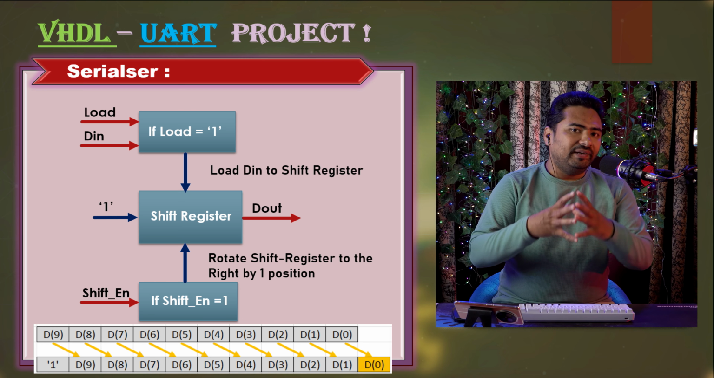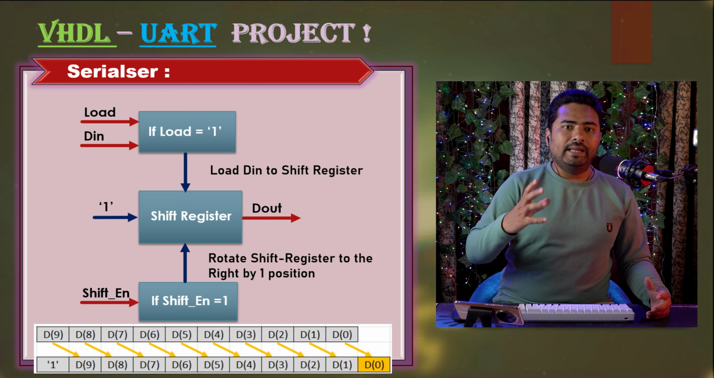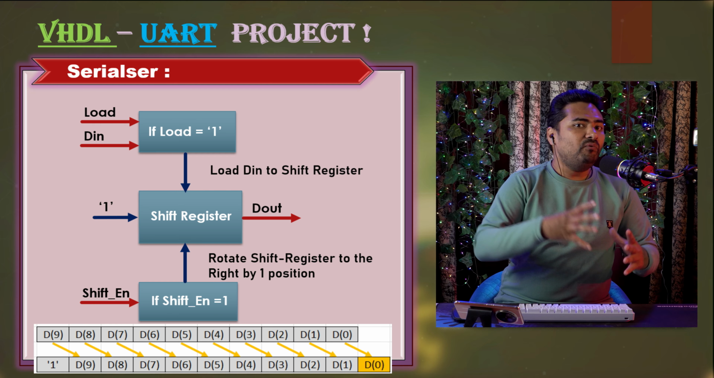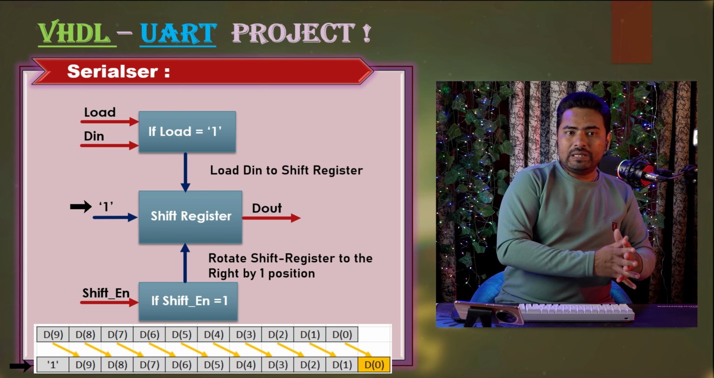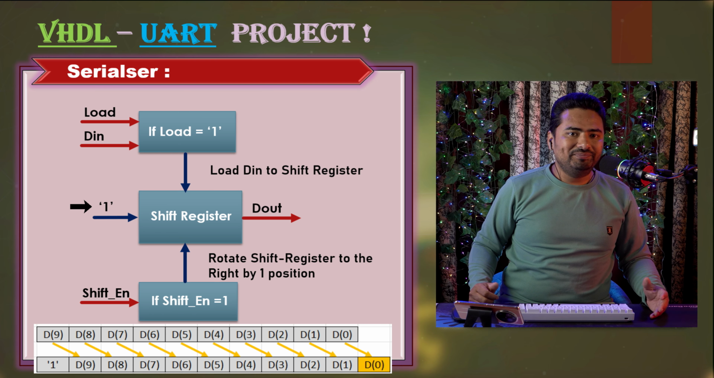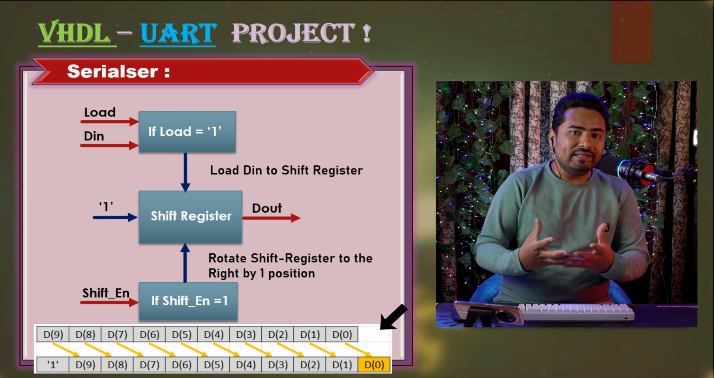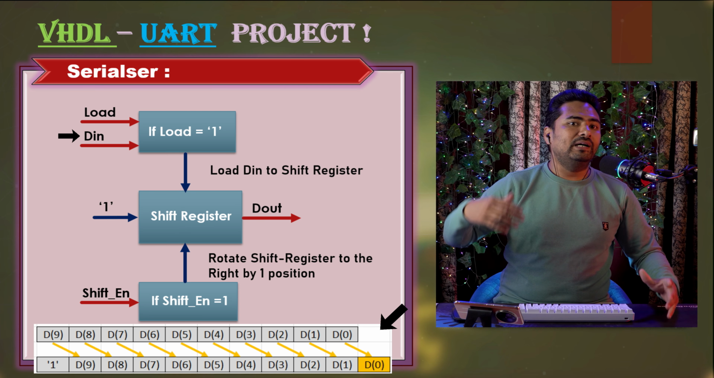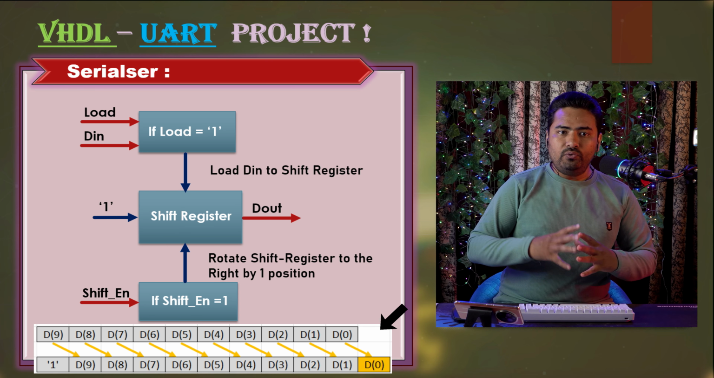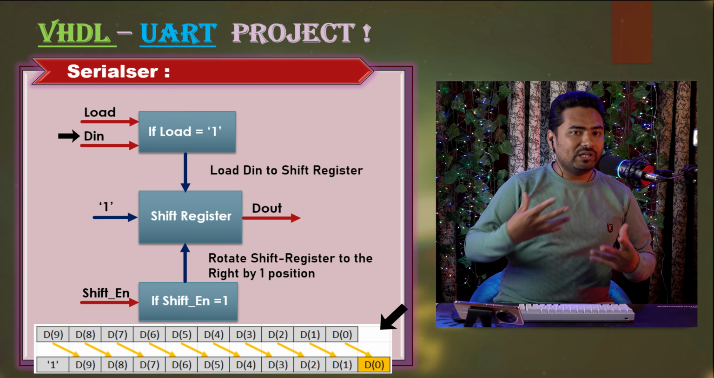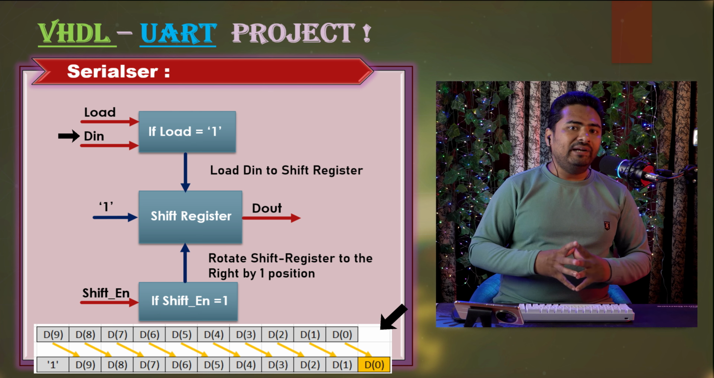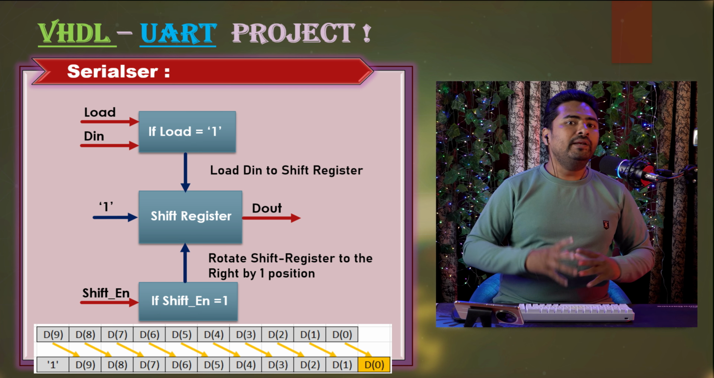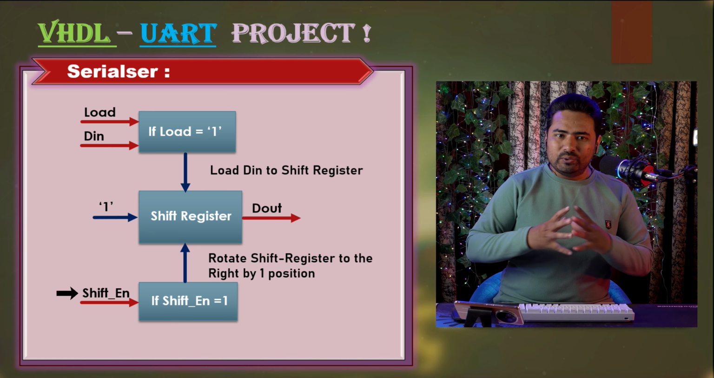Every time it transmits a bit from the LSB, after the transmission, this LSB data will be replaced by the next bit. We will insert logical 1 at the MSB after each shift. This process will repeat until all the parallel bits are transmitted one by one. In our case, we have 10 bits to transmit, which include one start bit, 8-bit data width, and one stop bit, so we will need a total of 10 pulses. So let's write the VHDL code for this.